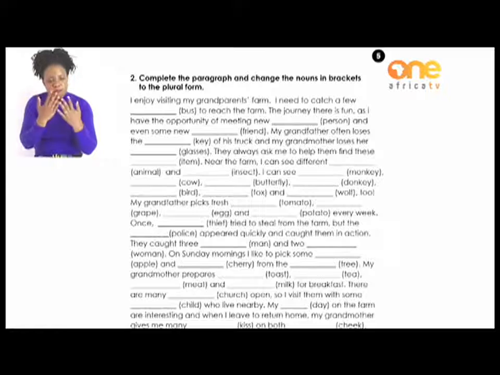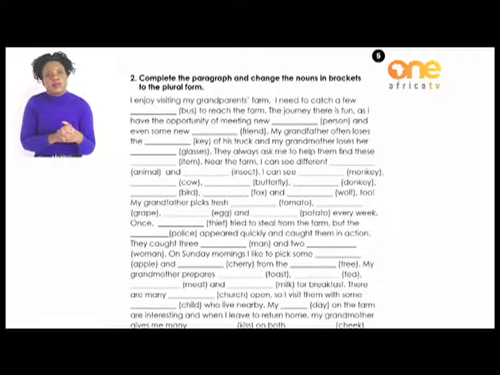Complete the paragraph and change the nouns in brackets to the plural form. I enjoy visiting my grandparents' farm. I need to catch a few buses. The singular noun there is bus, to reach the farm. The journey there is fun, as I have the opportunity of meeting new people and even some new friends. So you may complete the rest of the paragraph on your own. Remember, all the nouns are in the singular form. You must change them to the plural form.